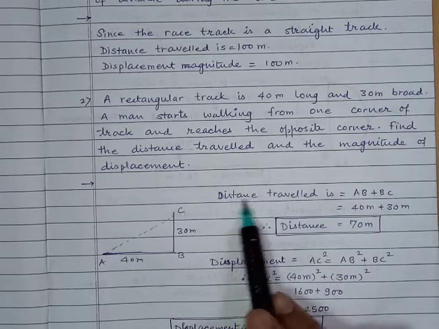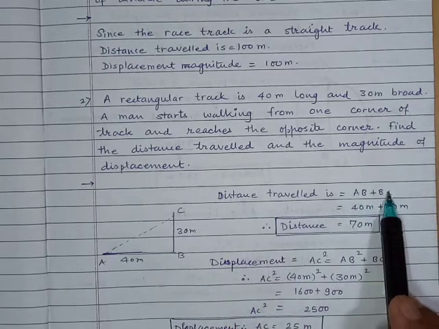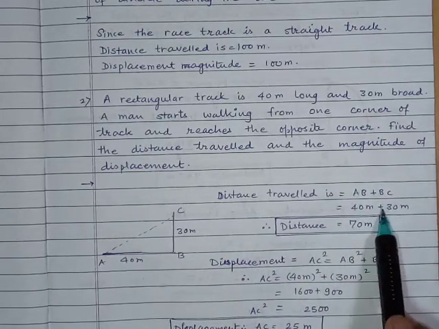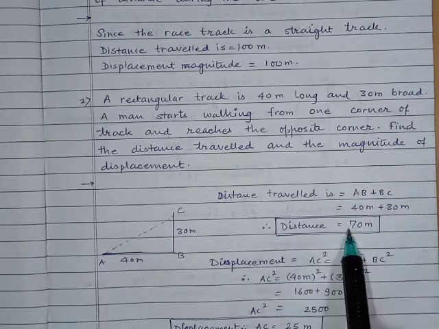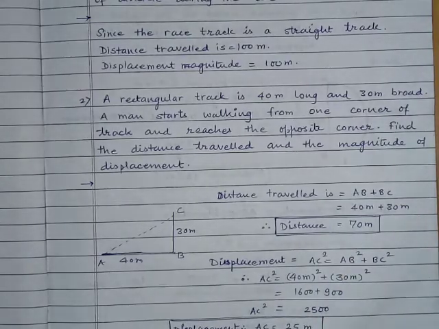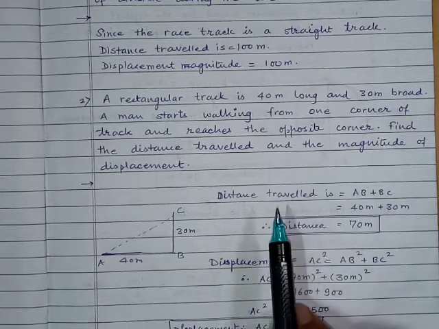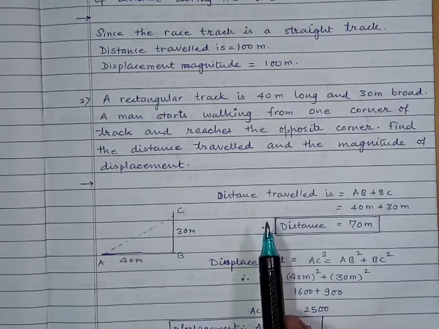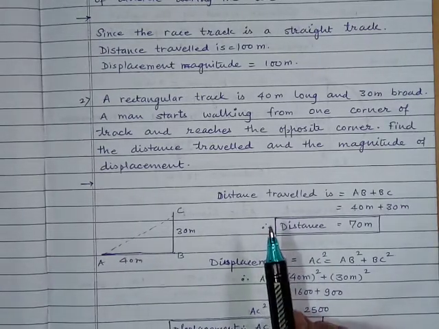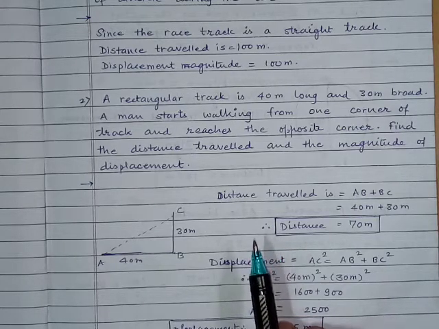So I can write here as distance traveled is equal to AB plus BC, where I can write 40 meter plus 30 meter, which is nothing but distance is equal to 70 meter. Dear students, whenever you will be solving the numericals, please don't forget to write the units. If you forget to write the units, then you will lose the marks.